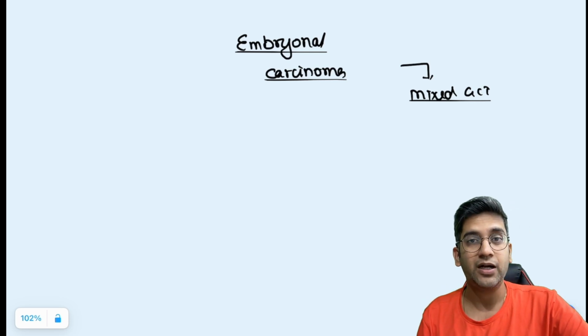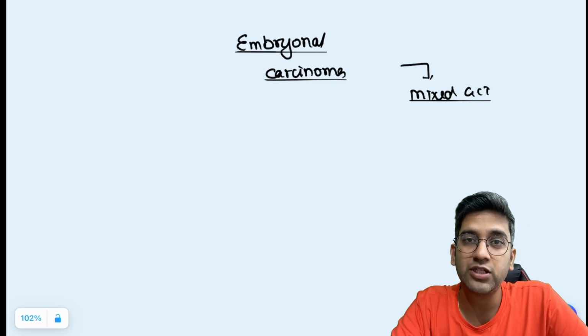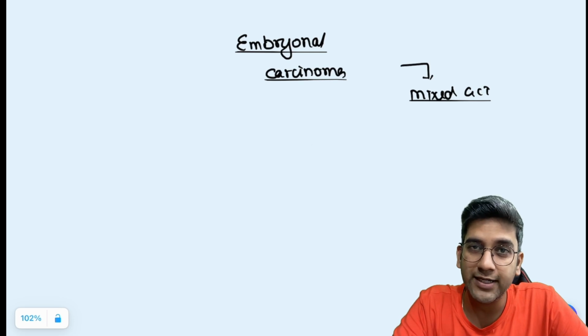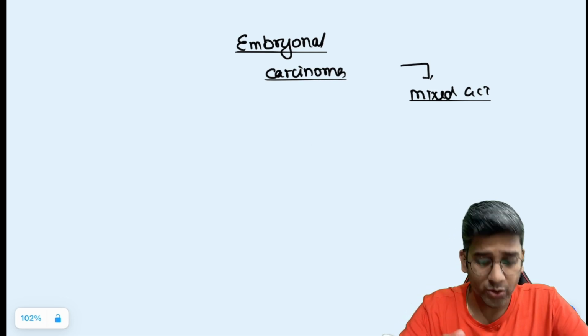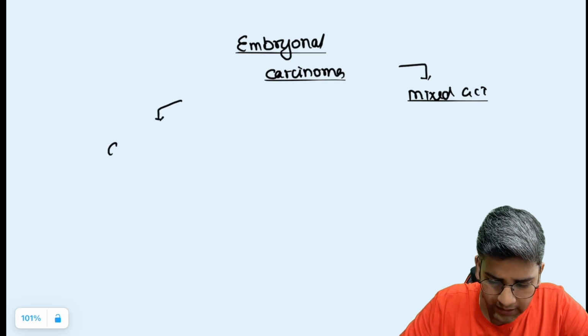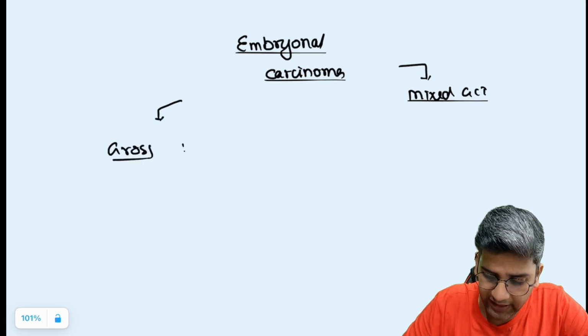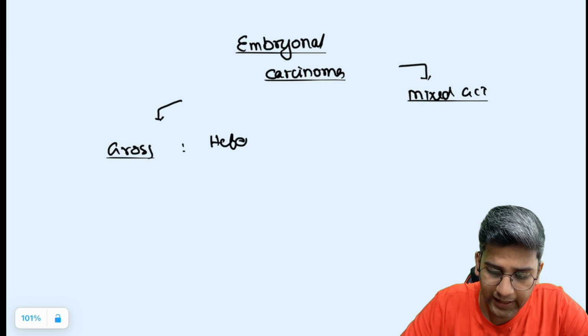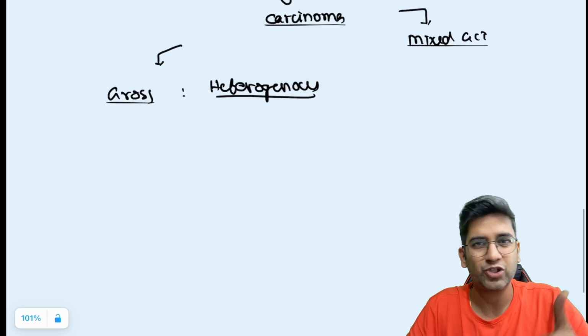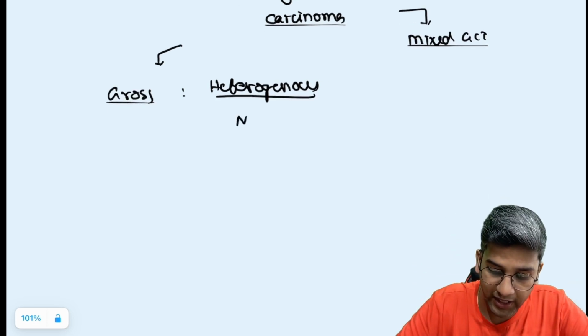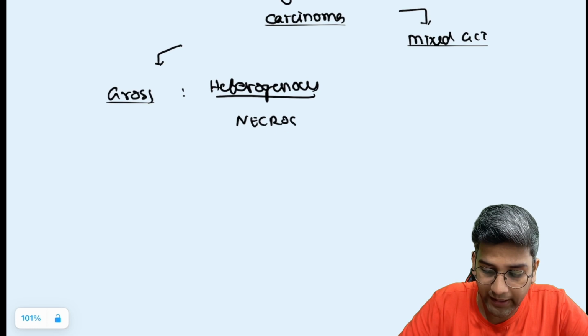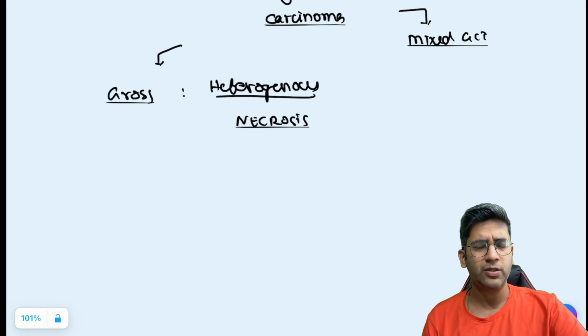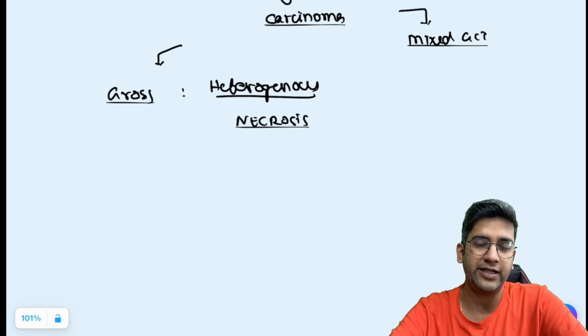Like I said, it'll have a little bit of a heterogeneous architecture on gross. You'll have solid areas, cystic areas, hemorrhage. Necrosis is pretty common in embryonal carcinoma. It'll definitely be heterogeneous, not homogeneous like in seminoma, not exactly solid. Necrosis will also be visible in gross itself. It's undoubtedly a highly malignant tumor, right?